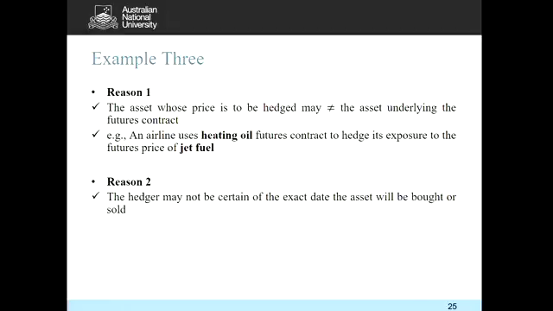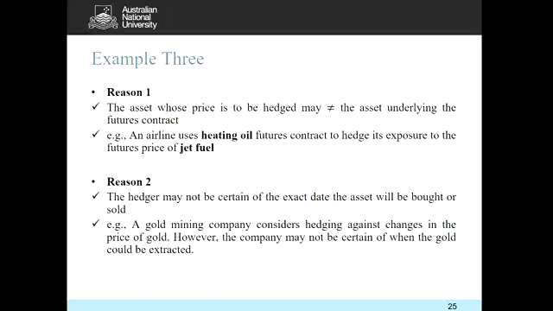The second reason is that the hedger may not be certain of the exact date when this asset will be bought or sold. It is intuitive if we think about gold miners, a gold mining company, who wants to hedge the price risk of gold. But the problem is that the gold miners have no idea when the gold can be extracted from the ground. There might be a lot of technical issues to set up the construction site, to drill a hole. There might be a lot of difficulty drilling the hole. So whether the gold miner should choose the maturity of 12 months or 18 months is unknown. So the second reason is that the hedger may not be certain of the exact date the asset is being bought or sold.